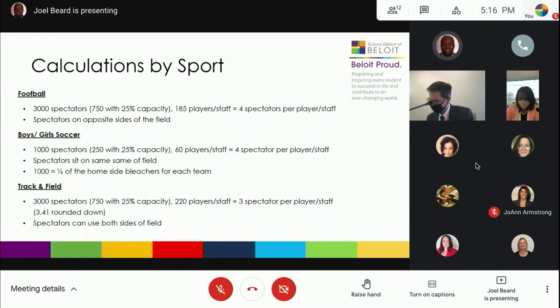And then track and field, same again, we use that 3,000 number for spectators, 750 at 25% capacity. Now with track, there's a lot more student athletes and staff. So that number's bumped up to 220 players and staff, and that will give us 3 spectators per player. So we'd round it down. It's about 3.41. And then we would use both sides of the field as far as bleachers are concerned.